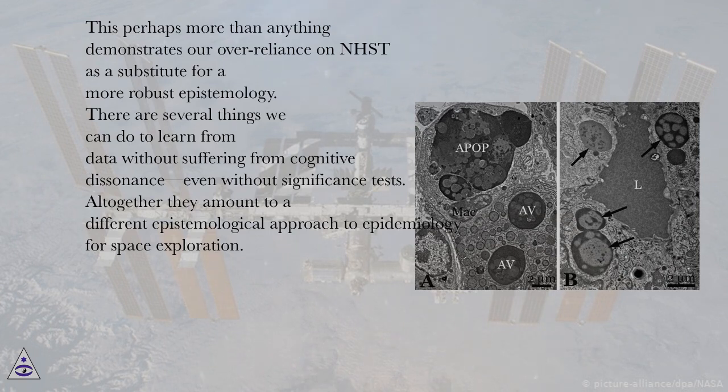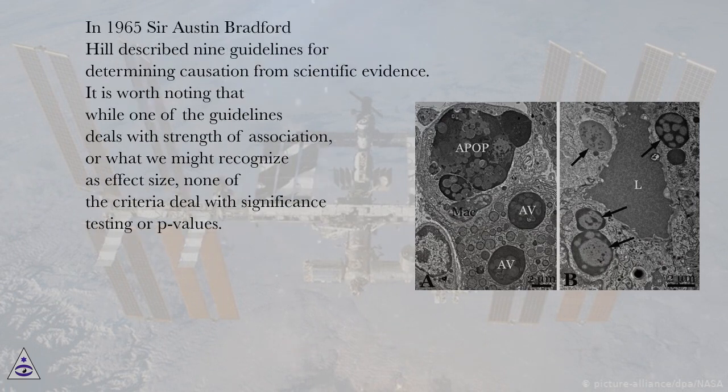Altogether, they amount to a different epistemological approach to epidemiology for space exploration. In 1965, Sir Austin Bradford Hill described 9 guidelines for determining causation from scientific evidence. It is worth noting that while one of the guidelines deals with strength of association, or what we might recognize as effect size, none of the criteria deal with significance testing or p-values.